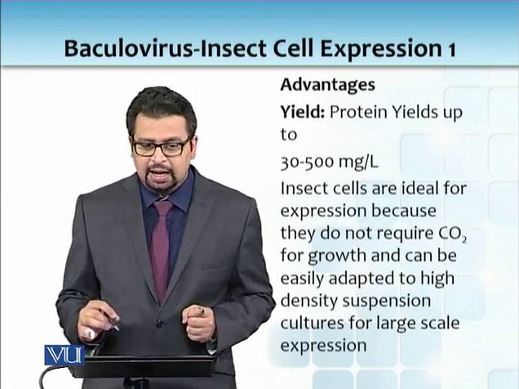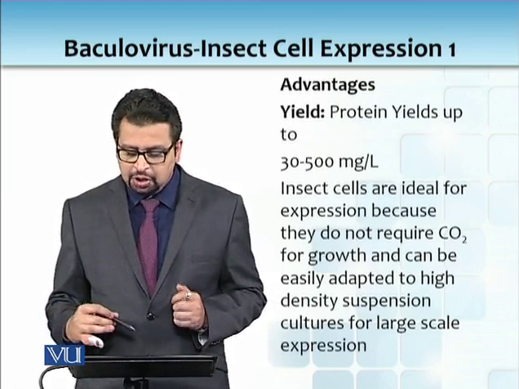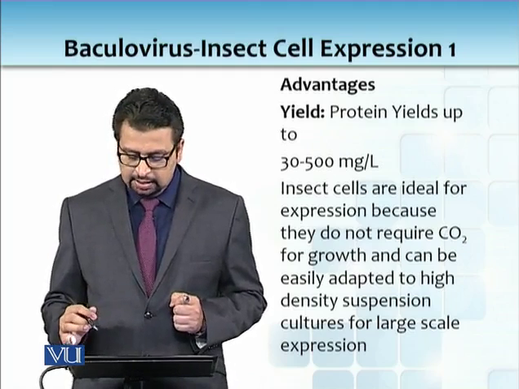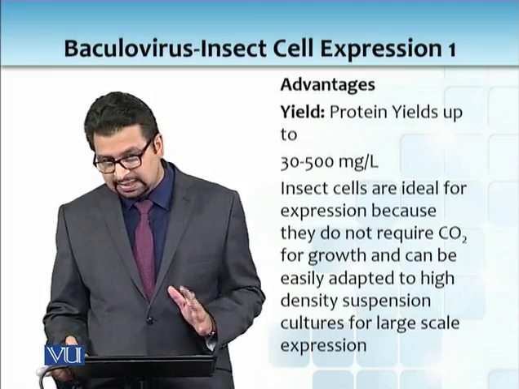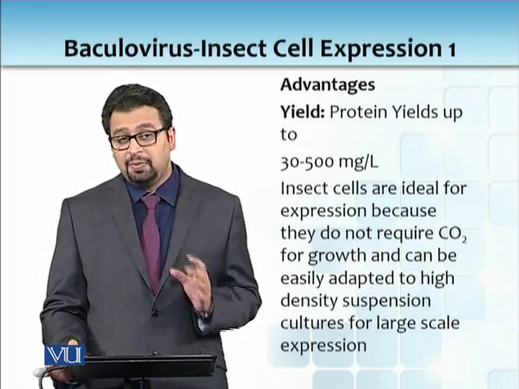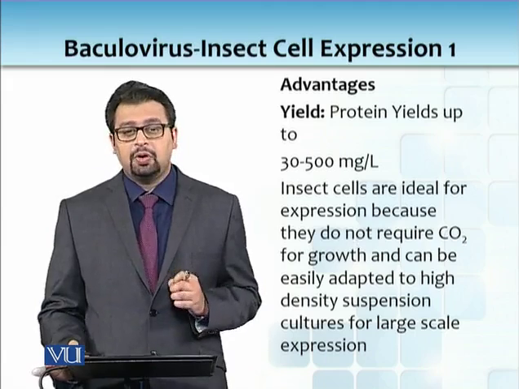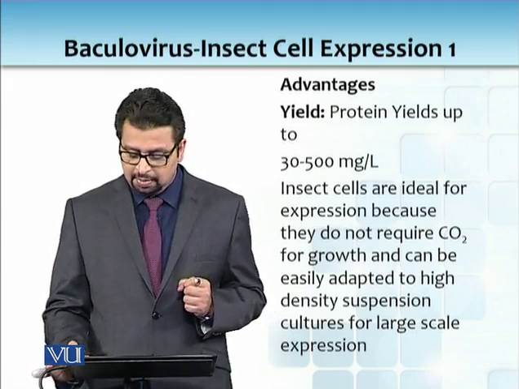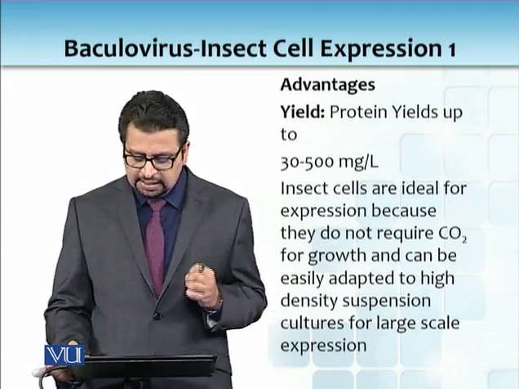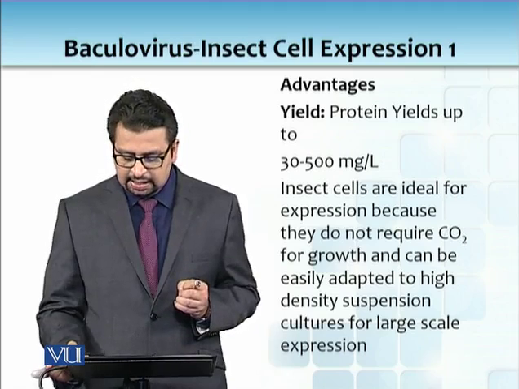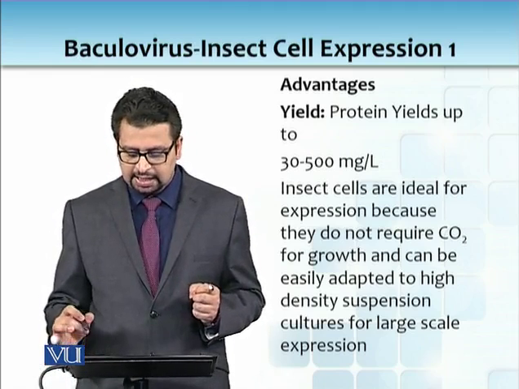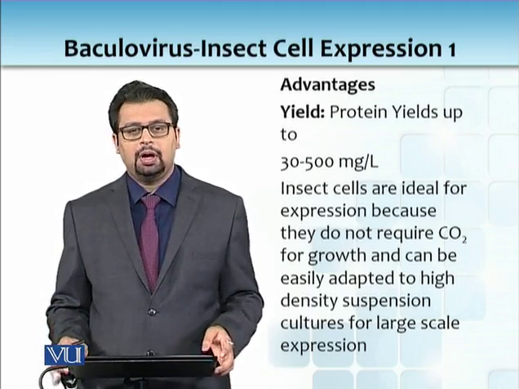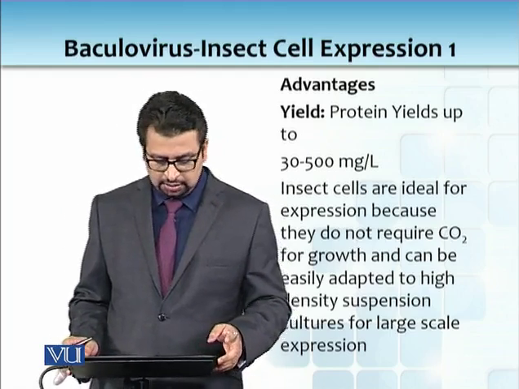Its advantages are that it gives you very nice protein yields, 30 to 500 milligrams per liter. Another reason for using insect cells, and sometimes they are even preferable over mammalian cell lines, is that they do not require carbon dioxide, which is required by mammalian cells, and they can be easily adapted to high density suspension cultures for large scale expression. Usually when we are talking about other cells, you cannot grow them in liquid cultures at all.